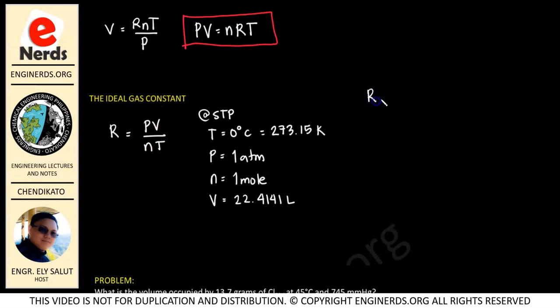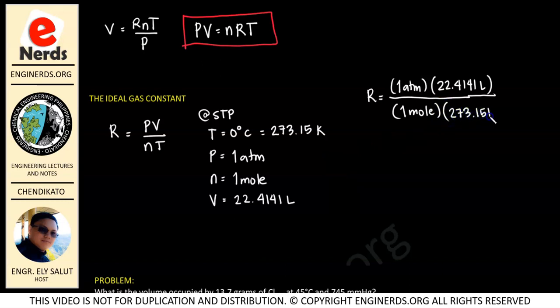Okay, so we have our R. For our pressure, we have 1 atmosphere. For our volume, we have 22.4141 liters. Okay. For our n, we have 1 mole. And for our temperature, we have 273.15 Kelvin. So now we are going to calculate for the value of R.